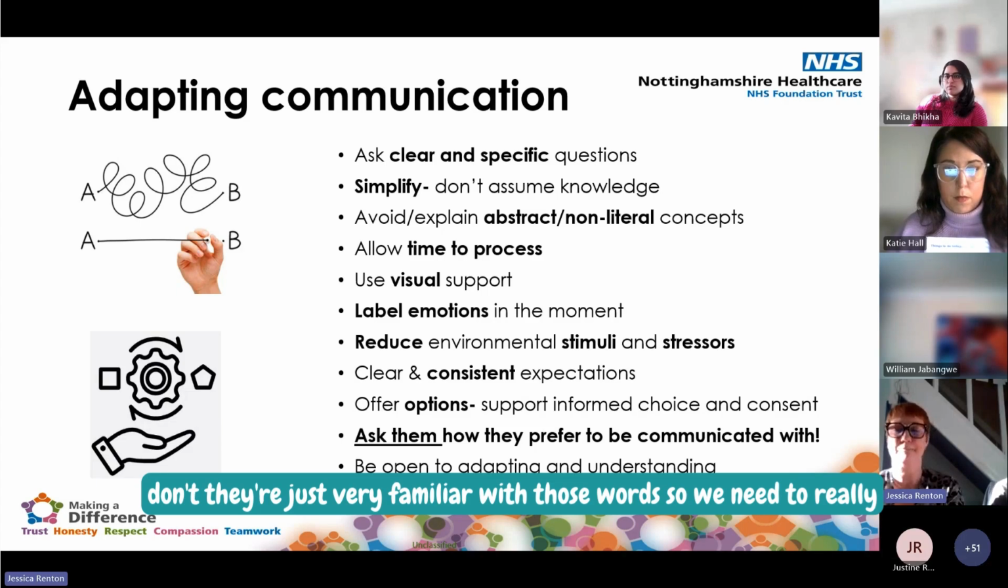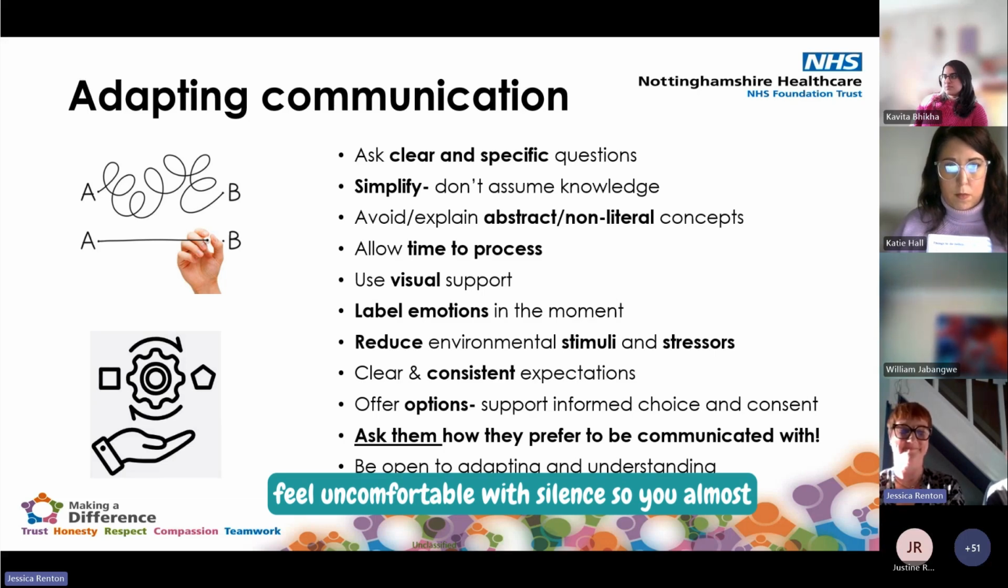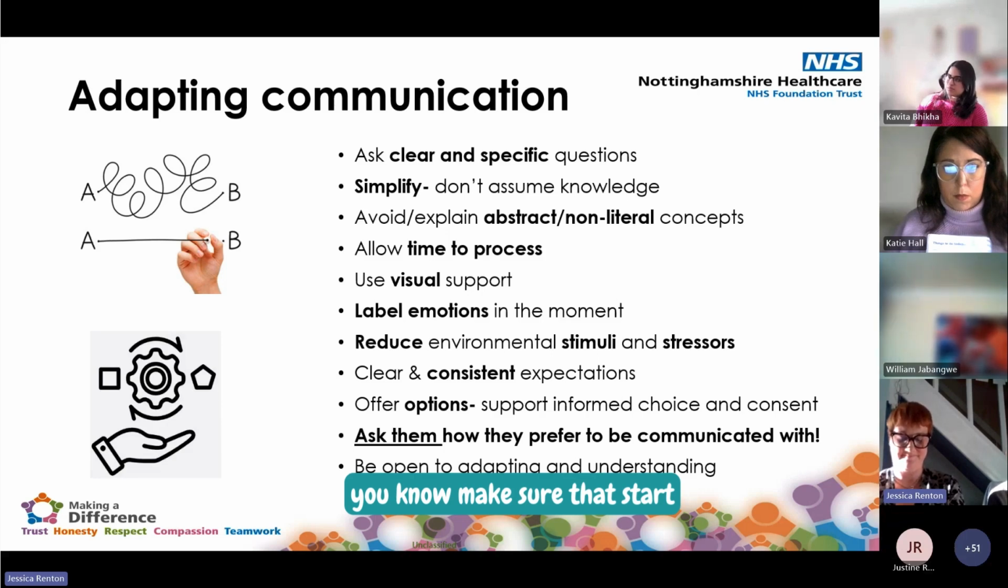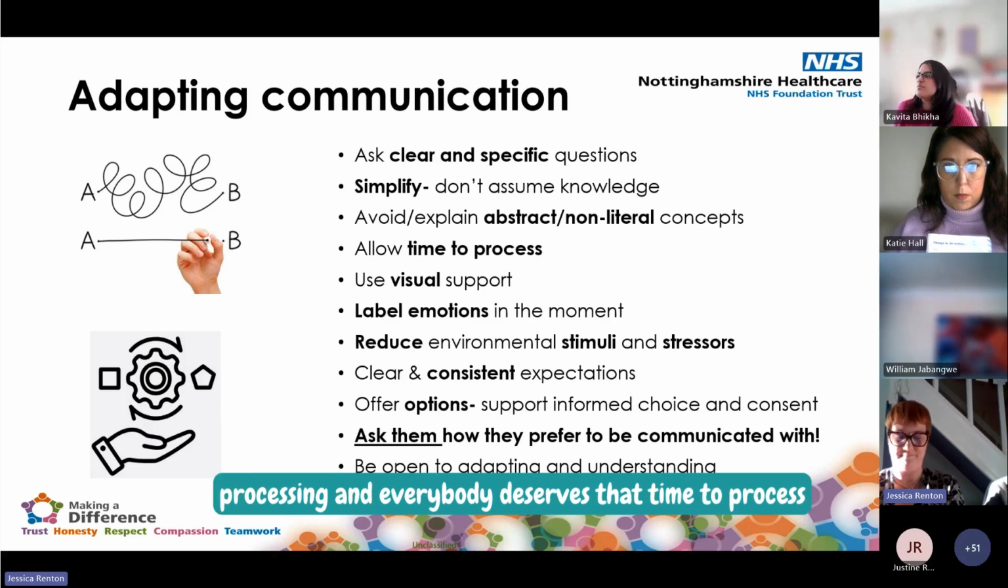They're just very familiar with those words. So we need to be really, really careful about that. Allow time to process. Again, this is really, really important, as we quite often like to fill in the gaps if there's a bit of silence. People feel uncomfortable with silence, so you almost make sure that you start talking because you feel uncomfortable. There's no need. Don't rush, just give people time, because they will usually just be processing, and everybody deserves that time to process.